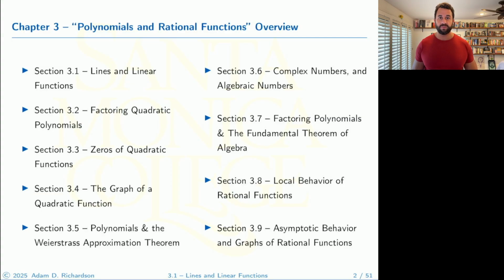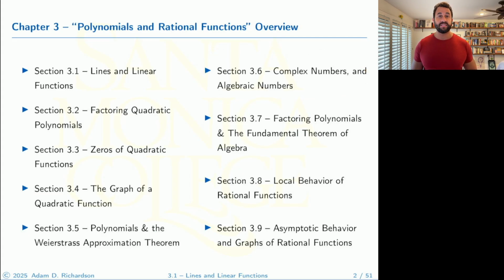Then we're going to broaden our horizons a little bit and talk about polynomials and this really important theorem called the Weierstrass approximation theorem. This is one of the things that sets this course apart from maybe a standard pre-calculus class. I'd like to motivate why we care about all these things instead of it just being something that you need for the next math class, for example. There's a reason that we focus on factoring quadratic polynomials, and a lot of it has to do with the fundamental theorem of algebra, and then you tie that together with this important theorem, which we'll get to in section 3.5.